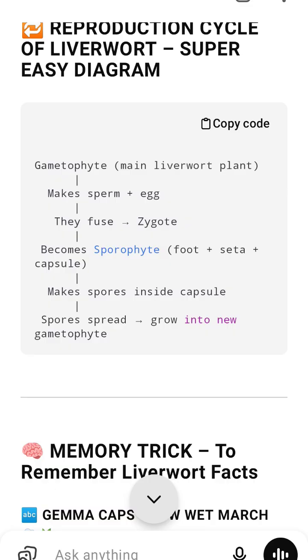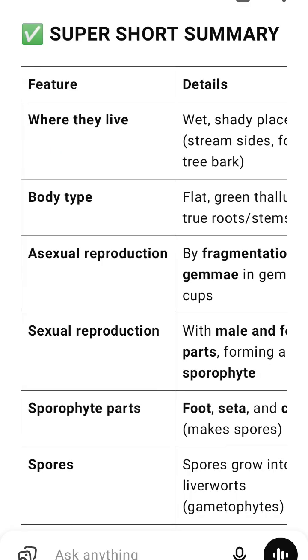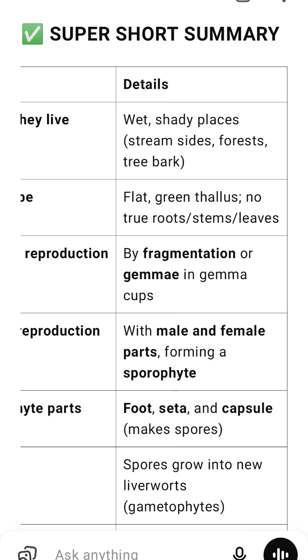Seta, a small stalk or stem. Capsule, a small bag-like part that holds spores. Inside the capsule, meiosis, a special cell division, happens to form haploid spores.